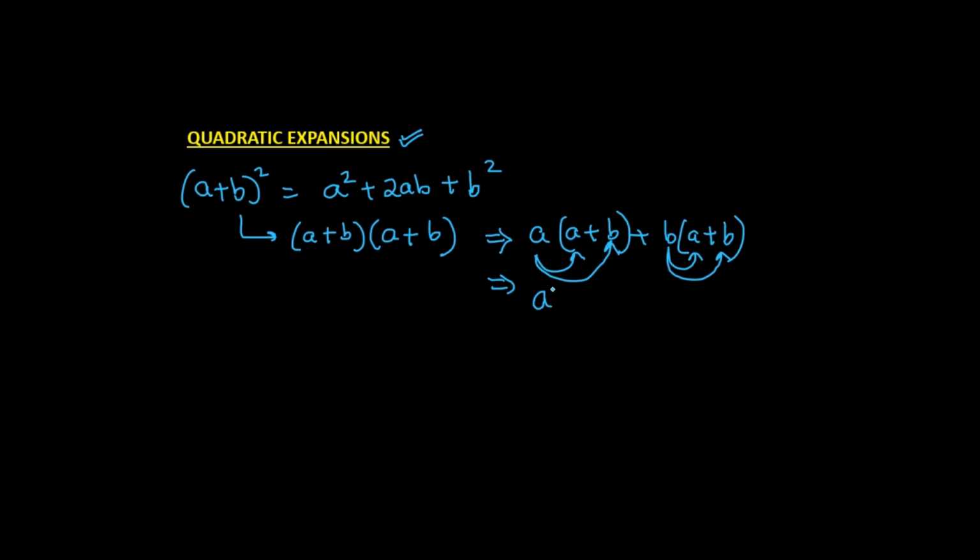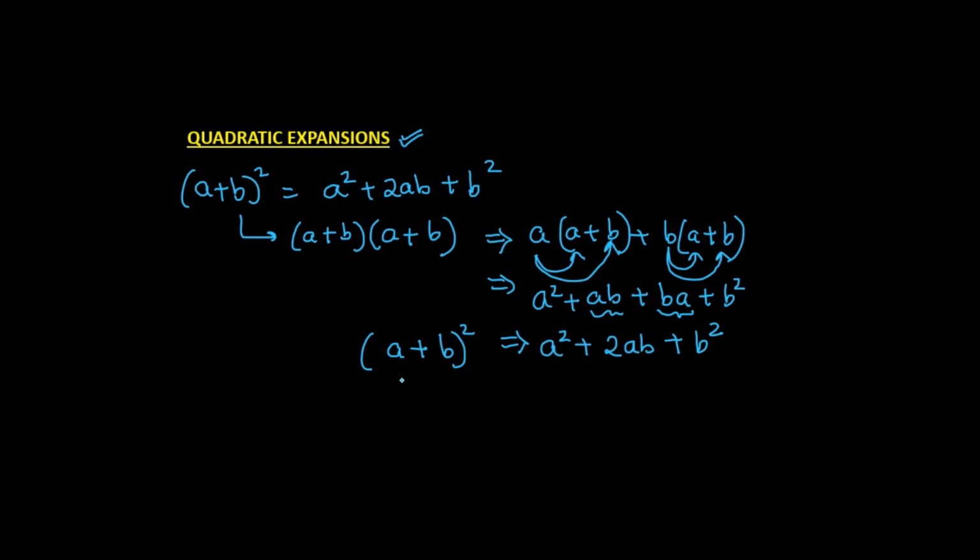So a into a gives you a to the power 2, a into b gives you ab, b into a gives you ba, and b into b gives you b square. ab and ba are like terms, the order of the variables doesn't matter. So it becomes 2ab plus b square. So we see that the expansion of (a plus b) whole square is a square plus 2ab plus b square. This is the first quadratic expansion which we need to know.